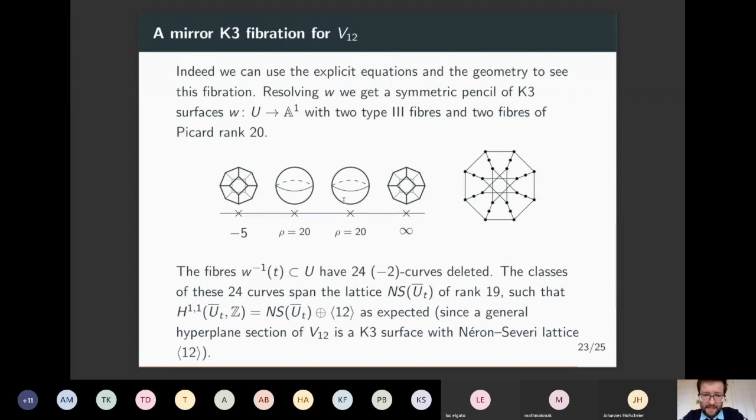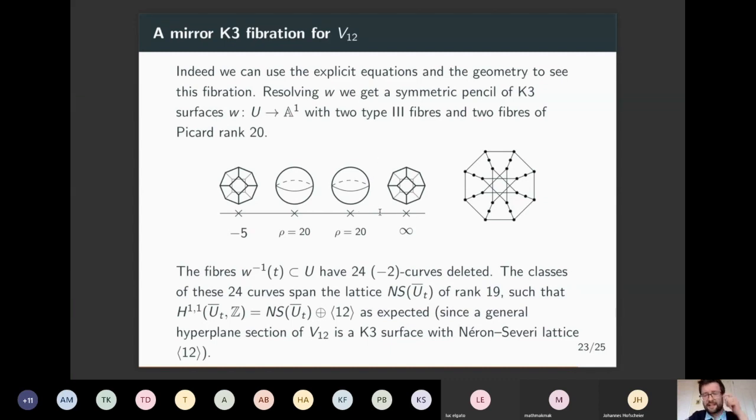And as in the dimension 2 case, I had to delete some sections from the elliptic fibration because they weren't part of the cluster variety. And what happens in this case is that in order to resolve the fibration, I have to blow up in 24 different lines, and these are 24 minus 2 curves that sit inside the fibers of this fibration. These 24 minus 2 curves have the dual intersection diagram drawn on the right. And these 24 curves actually span the Néron-Severi lattice of the fibers here.